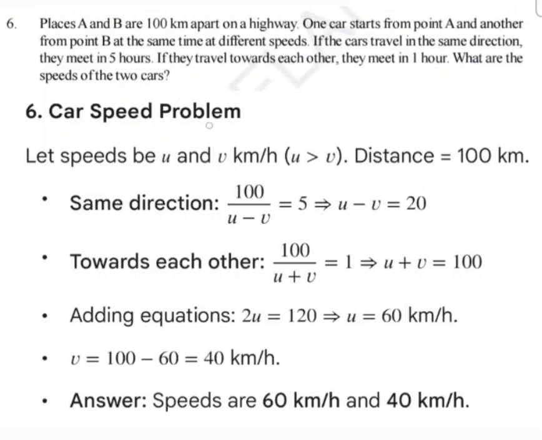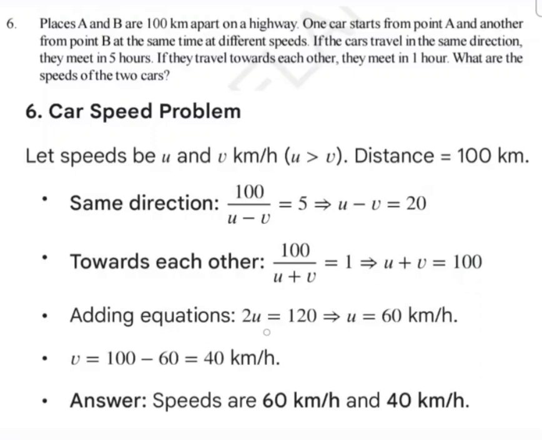Car speed problem. Let the speeds be u and v kilometers per hour. The distance is given as 100 kilometers. In the same direction, 100 by (u minus v) equals 5, so u minus v equals 20. Towards each other, you should add the speeds: 100 by (u plus v) equals 1, so u plus v equals 100.